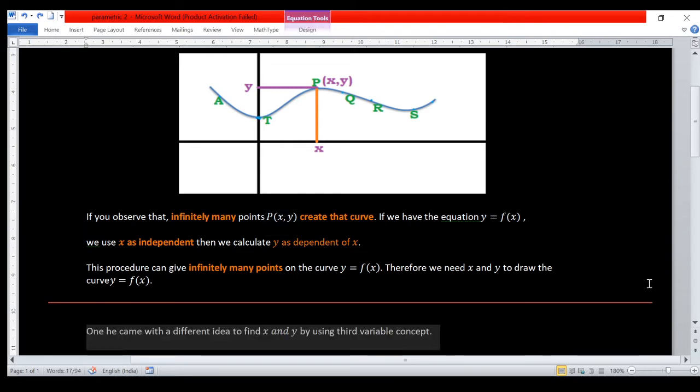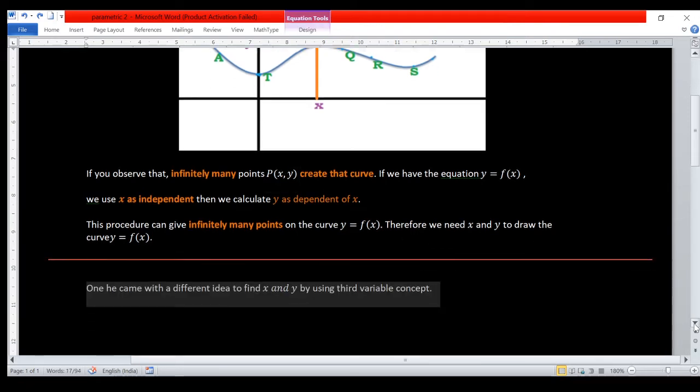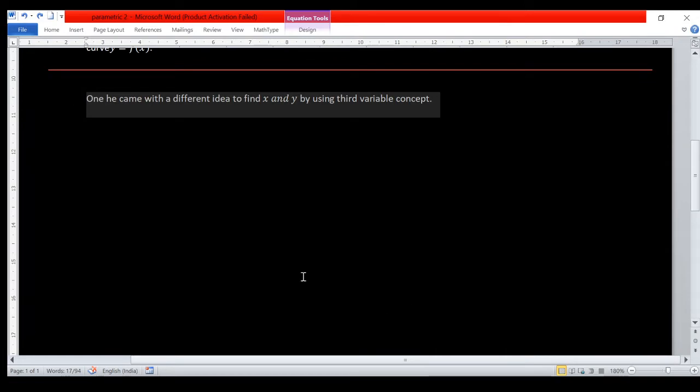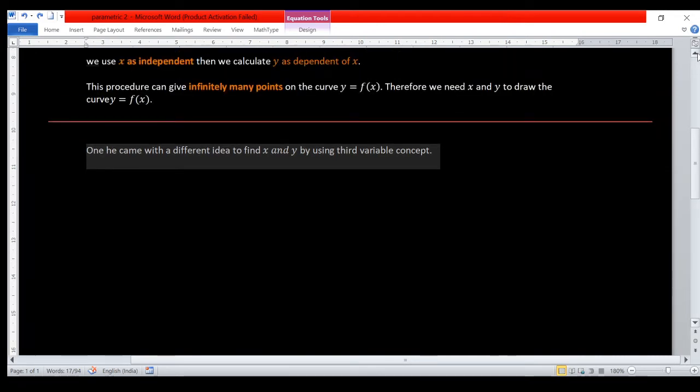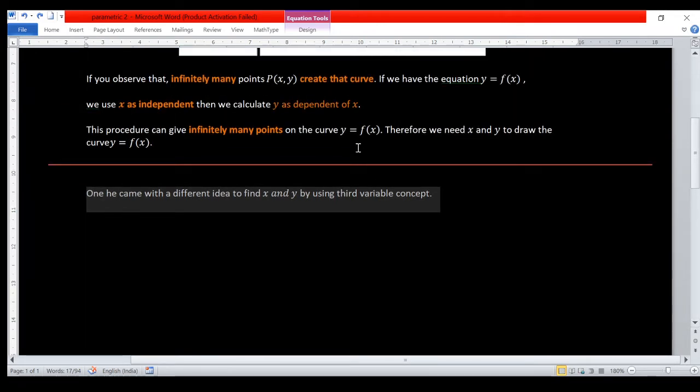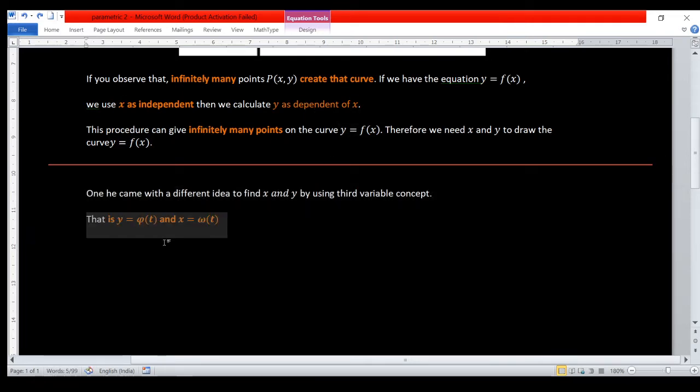Now, someone came with a different idea to find x and y by using a third variable. Here I said x is independent, y is dependent. So if we substitute x, we'll get y. Similar calculations we can use to get infinitely many points to draw the curve. But a new idea is created. Suppose x and y are two variables, and those two variables depend on a third variable. That concept we are going to discuss now.